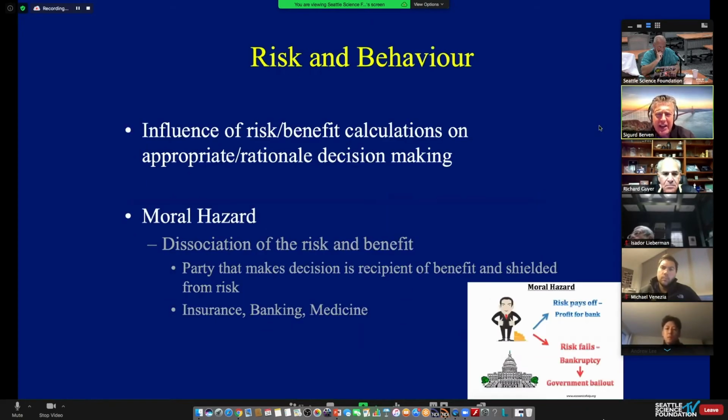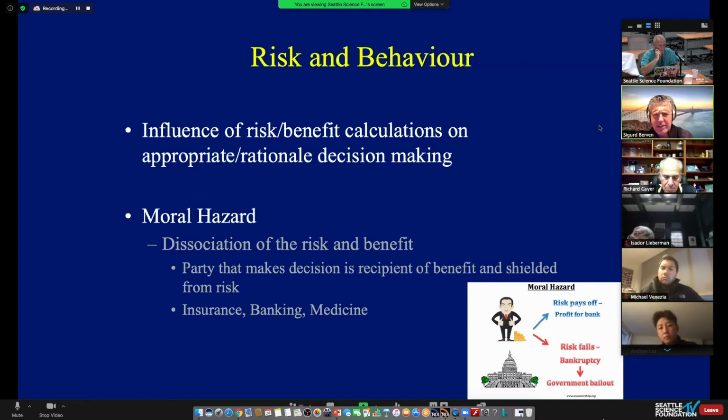And one of the things that gets in the way, I think, sometimes of decision-making and behavior is the notion of moral hazard. And again, if appropriate decision-making is based on some balance of risk and benefit, well, sometimes the parties involved may not perceive the risk and benefit equally. And the classic examples there are the mortgage lender in the banking system, where the mortgage lender might not actually face the risk of a failed loan, and that really led to our housing loan crisis.